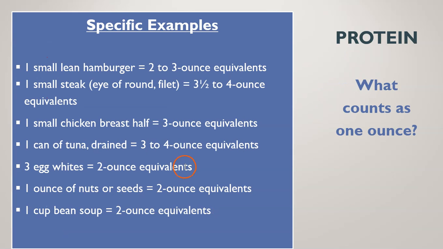So let's take a look at some other specific examples, what counts as an ounce. And I think these are pretty good examples. One small lean hamburger, 2 to 3 ounce equivalents. So wow, we're talking about just that basic burger that gets served at, I don't know, McDonald's or Carl's. And to be honest with you, I don't know if they still serve that really basic burger anymore. But that's what this is talking about. One small lean hamburger, 2 to 3 ounces.